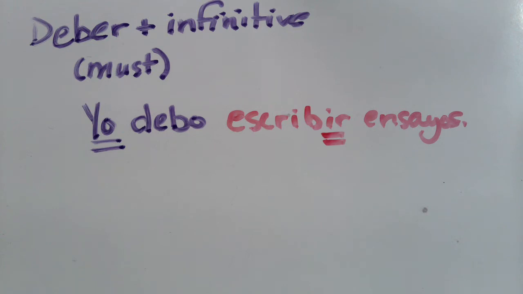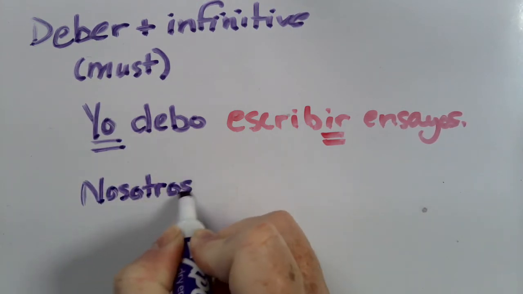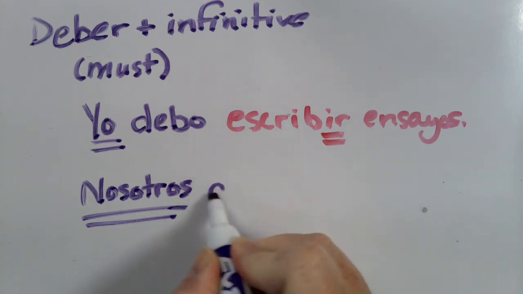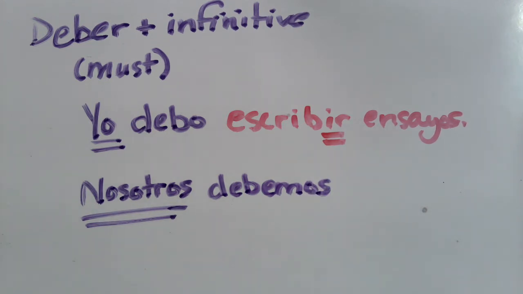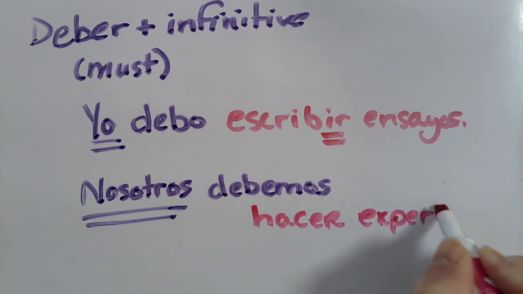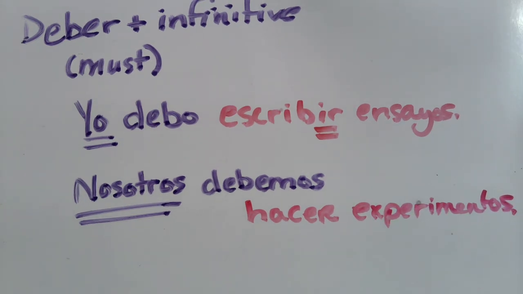I could also say that we must do experiments. I know exactly who it is that must do them. We must, so I conjugate deber to agree with who that is. Nosotros debemos. And then whatever it is that we must do stays in the infinitive. Nosotros debemos hacer experimentos. I know exactly who it is that must do it because I have a subject and it's followed by an infinitive verb. Those are two ways of personally saying who has to or who must do something.